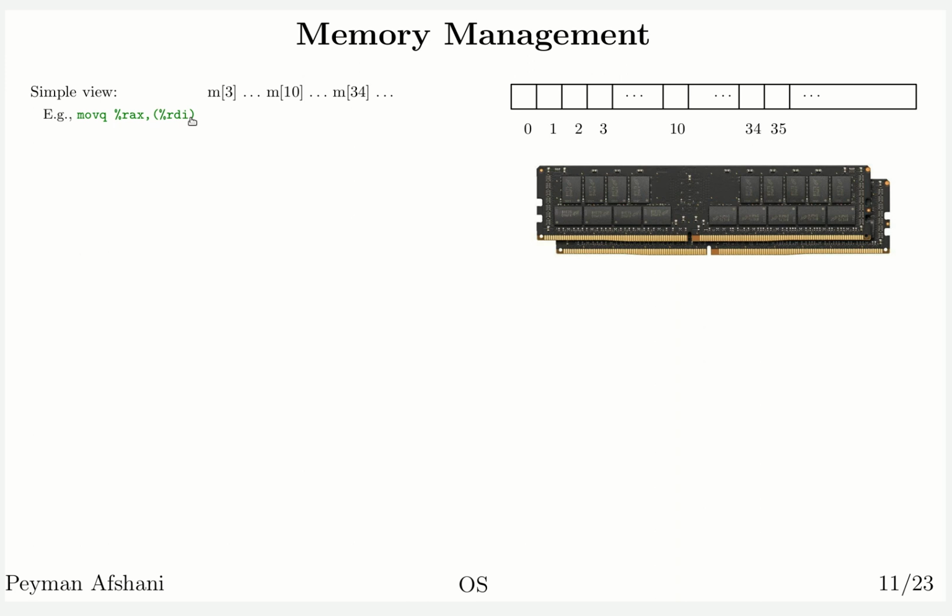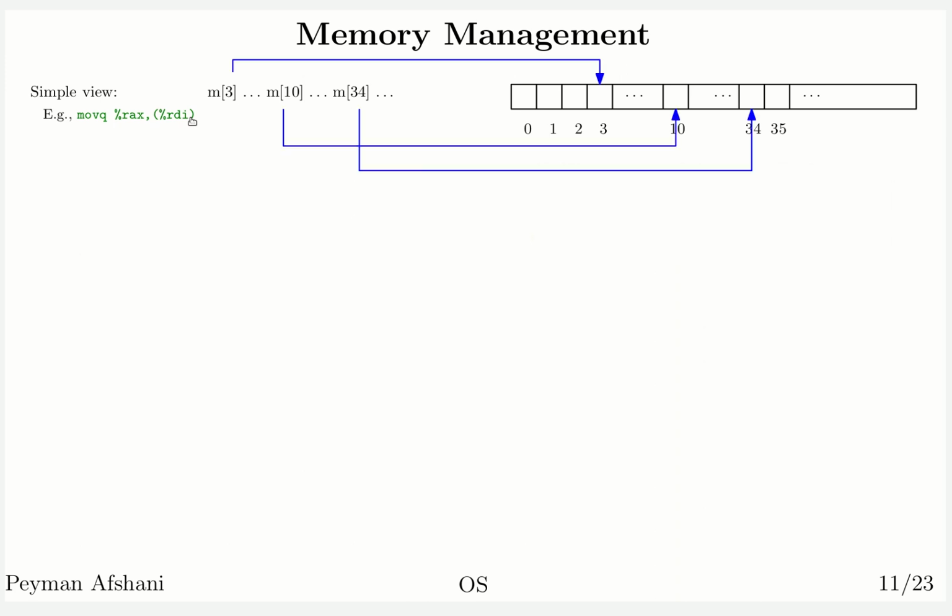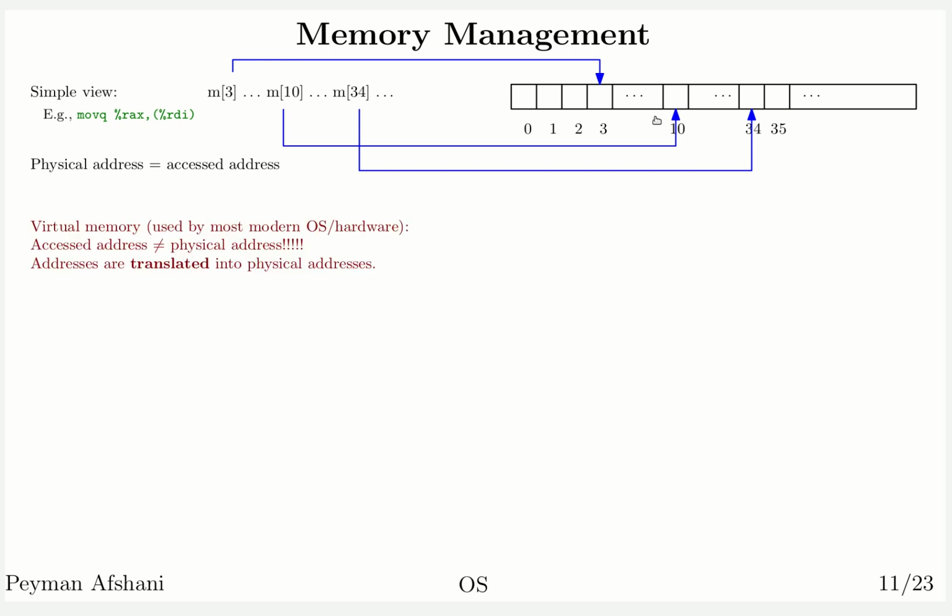The simple view of the memory says these two concepts are the same. So if you're asking to read or write address 3, that means physical address 3. Address 10 in an assembly instruction means physical location 10, and so on. This is the simple view. The big idea here is that this physical address does not need to be the access address. Virtual memory as an idea is the separation between these two modes of addressing. This is a fundamental idea that's going to change how devices work and how computers work.